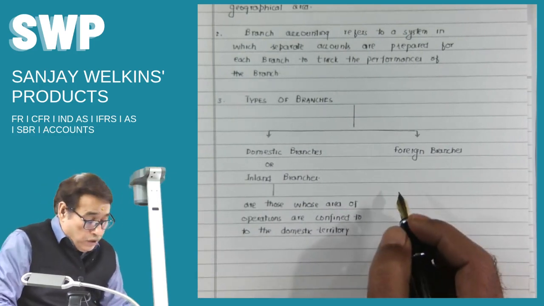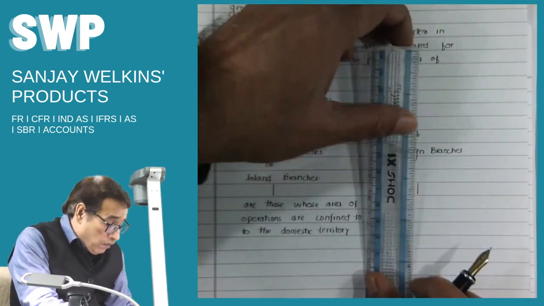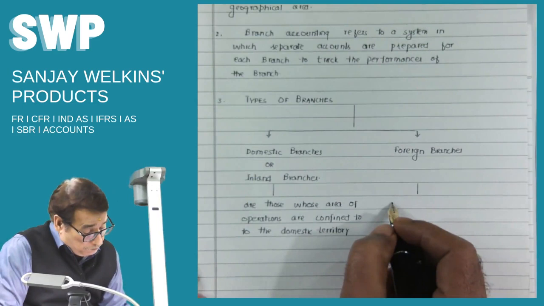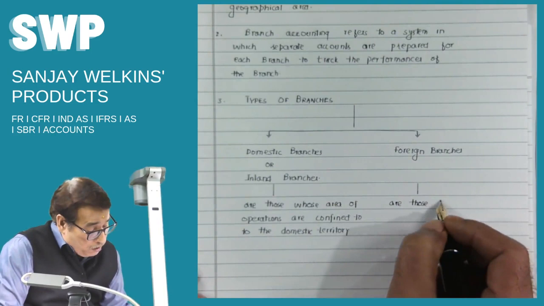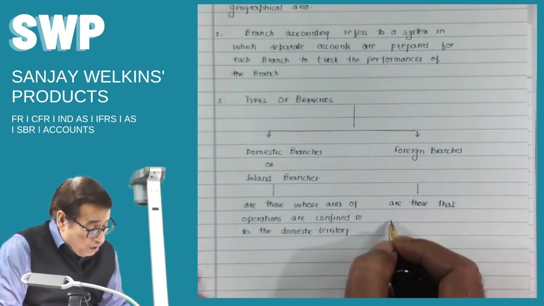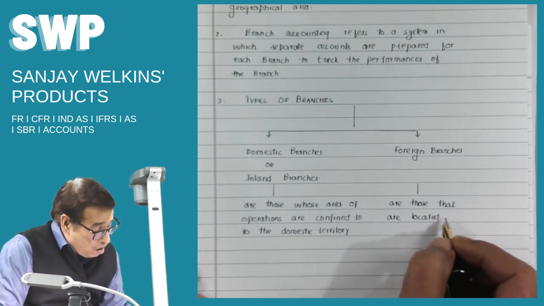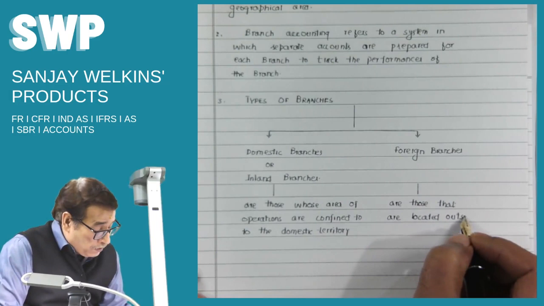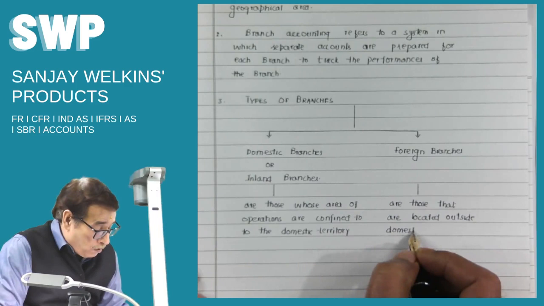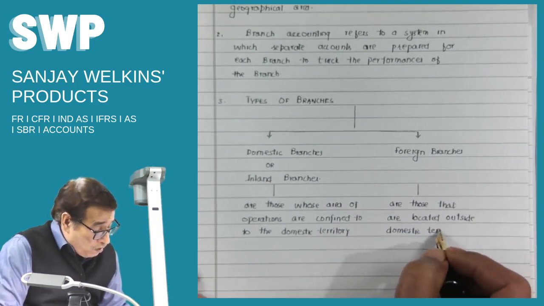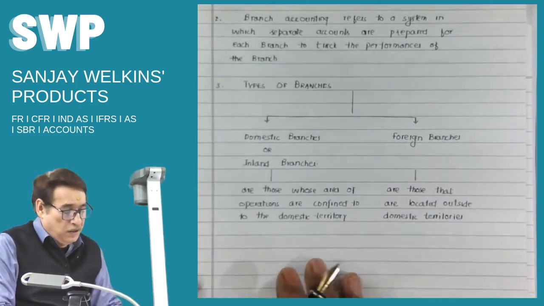Quite obviously, foreign branches means such branches whose areas of operation exceed the domestic territory, those that are located outside India, outside domestic territories. These are the basic things which you need to know, and mostly you are already aware of such things.